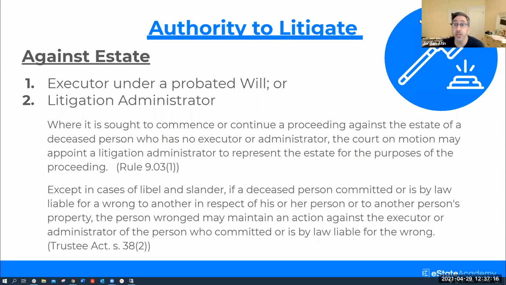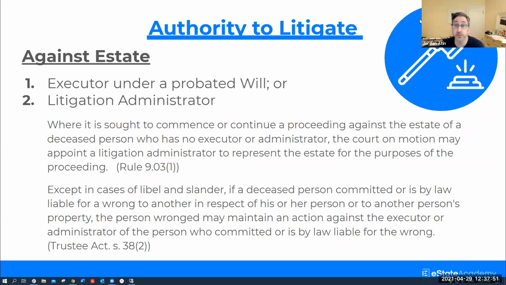That's what a litigation administrator is: basically, the plaintiff appoints or seeks the appointment of somebody to defend the claim on behalf of the estate. Typically, that's a situation where there's a will, the executor hasn't gotten probate yet, so you can't necessarily sue them and have them bind the estate. So what you need to do is seek their appointment as a litigation administrator, to be able to defend the claim that your client is bringing.